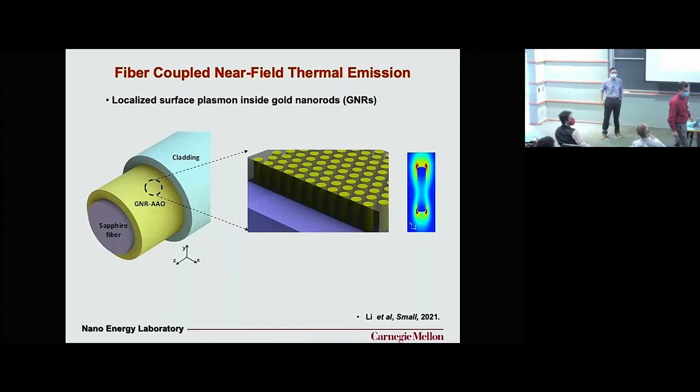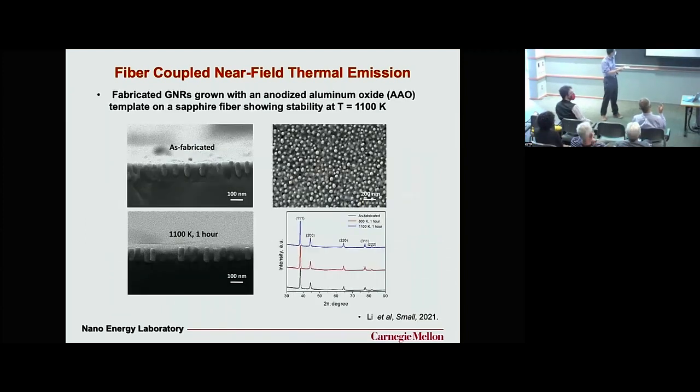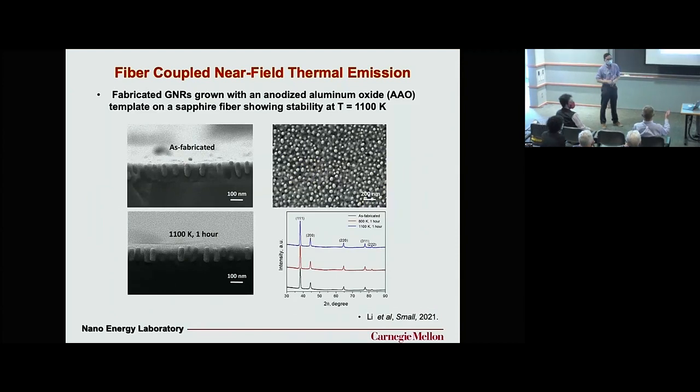Just to clarify, this is in terms of fabrication. You buy this with aluminum coating, you anodize them. That's how you do it? You got the core, you got the AAO. How is the AAO made onto the circular fiber? You can coat the alumina on it, anodize the alumina, and then do the electroplating to grow nanorods.